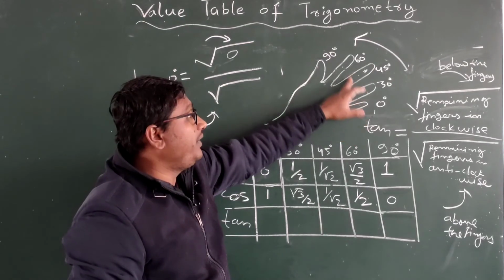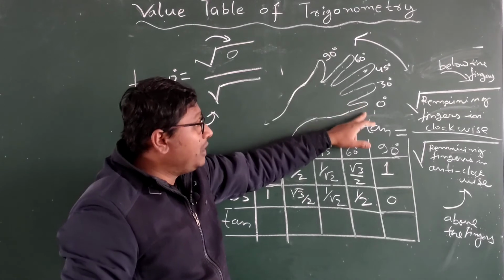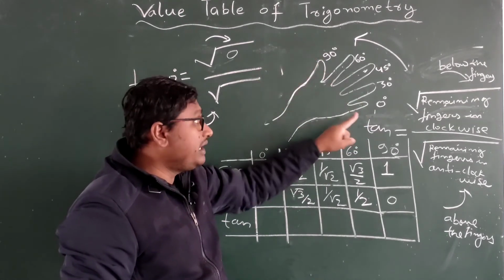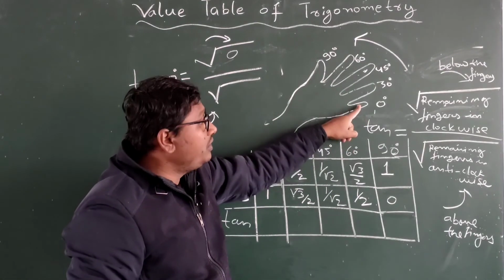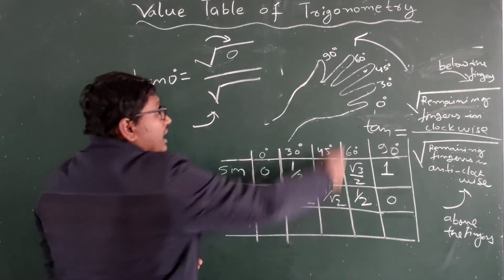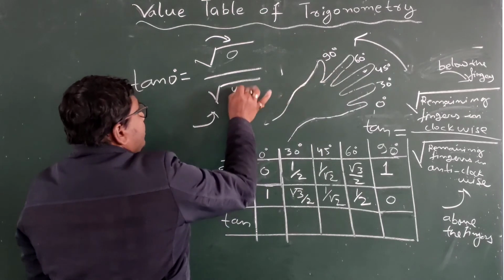After 0 degree, how many fingers will be here, I mean above this finger? One time below this finger and then above this finger. In the numerator, they will be below the fingers. In the denominator, will be above the fingers. So you see, above these fingers, 1, 2, 3, 4. So it will be root 4.